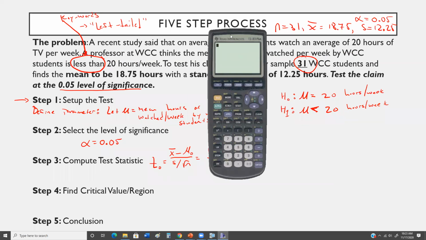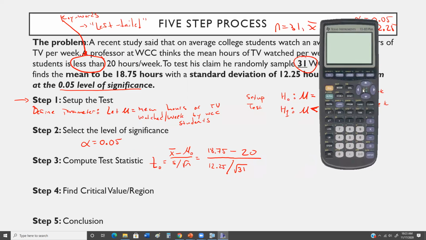All right, what did I say is important? That you have to put both the top and bottom in parentheses. So 18.75 minus 20, close the parentheses. Now divide, start a new set of parentheses, 12.25 divided by the square root of 31. Now here's where it's a little weird on this calculator. You have to close the square root parentheses, and then you have to close this parentheses right up there.